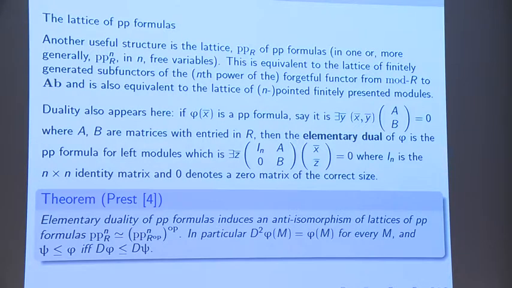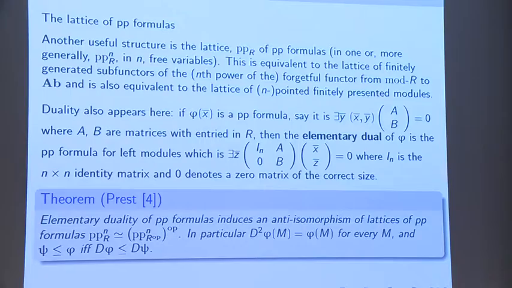So there's a duality on formulas. It's explicit. If you've got a PP formula, thinking of it for right modules, you can write down its dual PP formula and apply it to left modules, and that gives you an anti-isomorphism of the lattice for right functors and the lattice for left functors. You do it twice and you get back where you started, up to equivalence. This was the place where the duality in all this was noticed first of all, but it actually extends through everything.